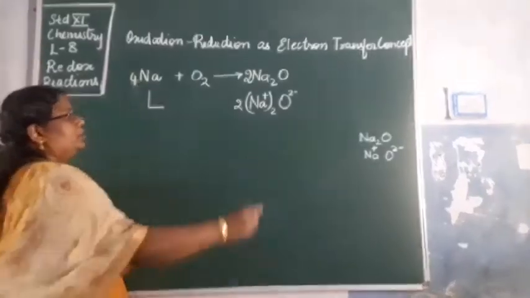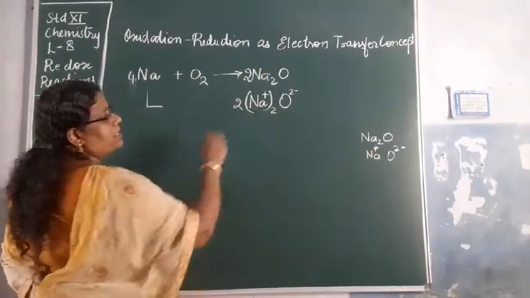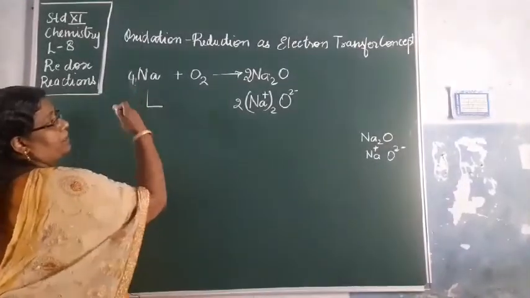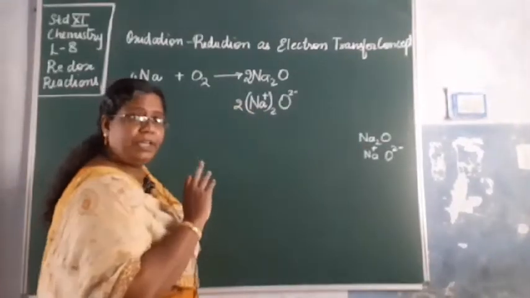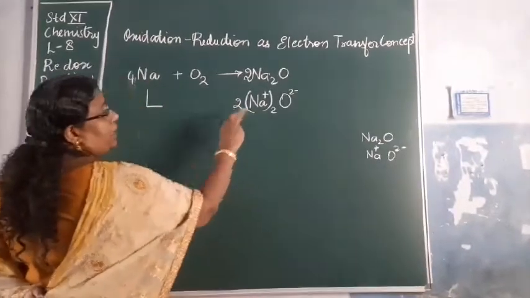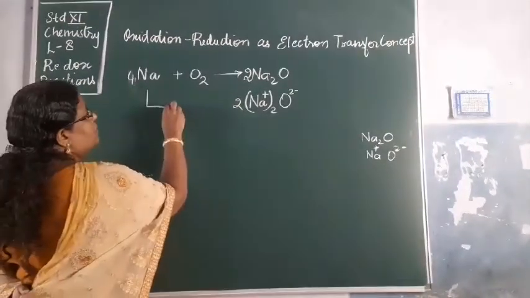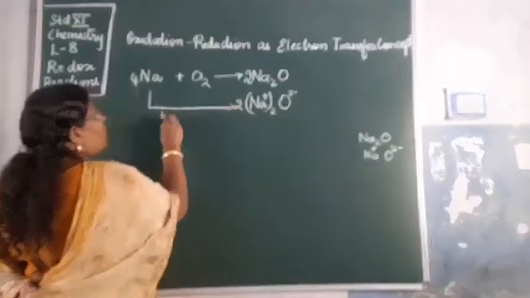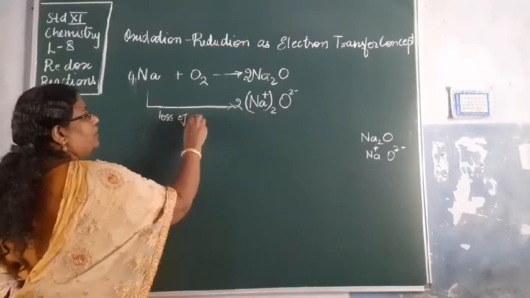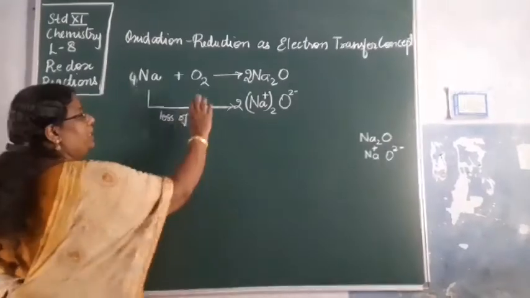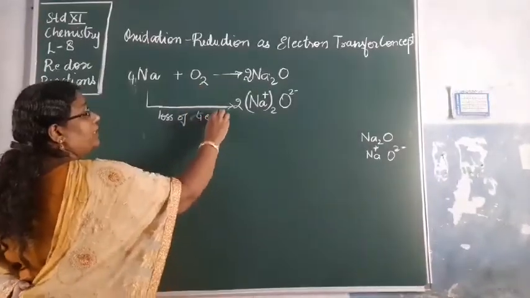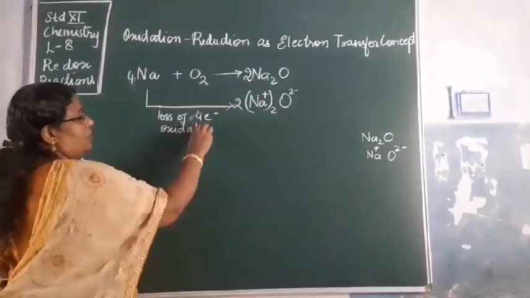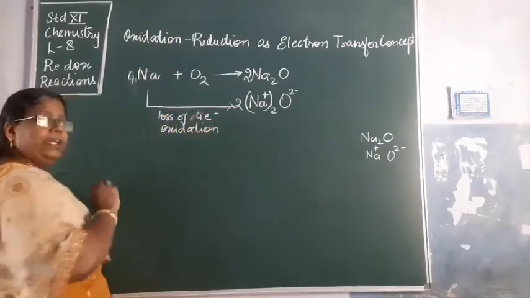ठीक है, तो कितना Na+ आयंस बना, 4 Na+ आयंस बना. 4 सोडियम एटम lost 4 electrons to get 4 Na+. ठीक है, so here we can see that loss of electron is taking place. How many electrons? Loss of 4 electrons लिखेंगे. So this is oxidation, loss of 4 electrons.